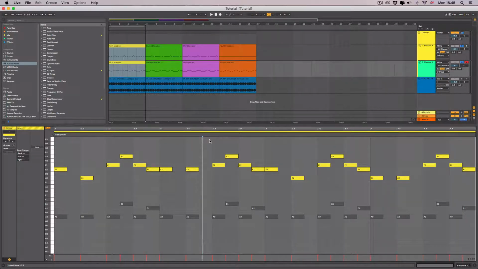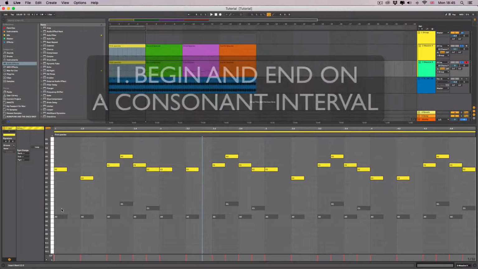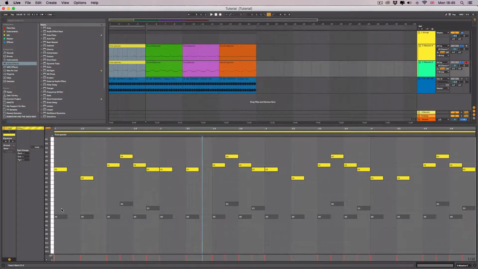The guidelines are as follows. Number 1, begin and end on a consonant interval. This is sometimes true, but that would mean ending your entire musical phrase on a consonant interval, or ideally your entire song on a consonant interval. So I like building tension on the last interval of the musical phrase if I'm going to go back to a consonant interval and the song is going to actually continue.